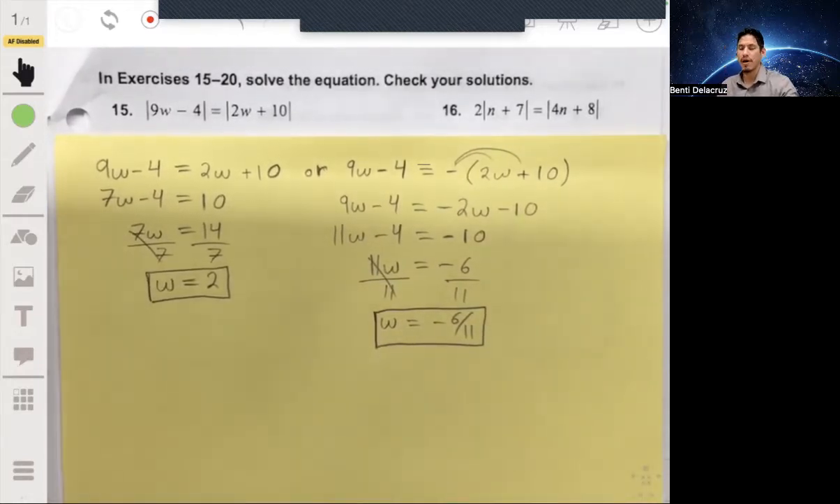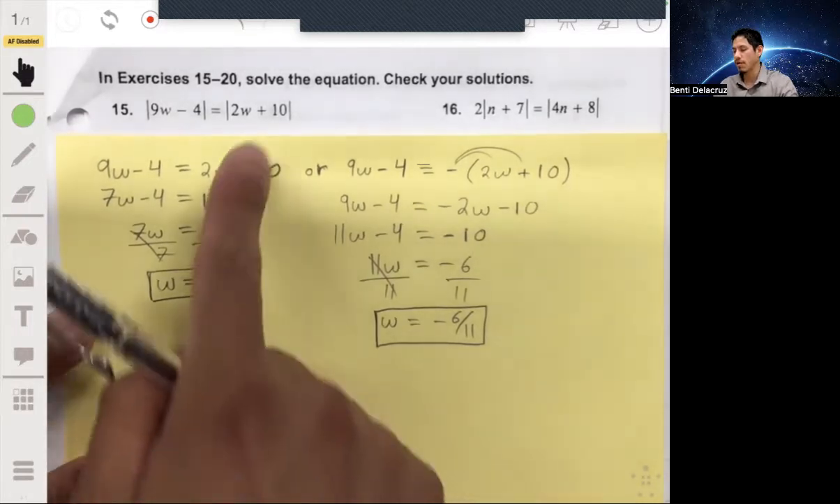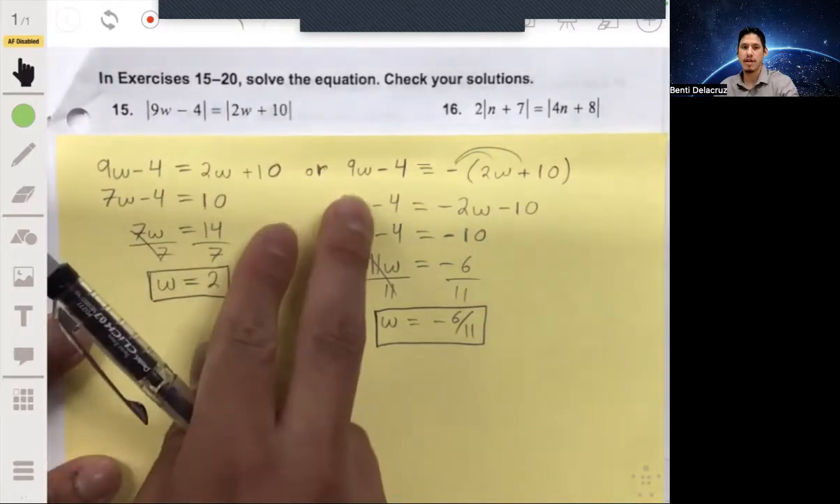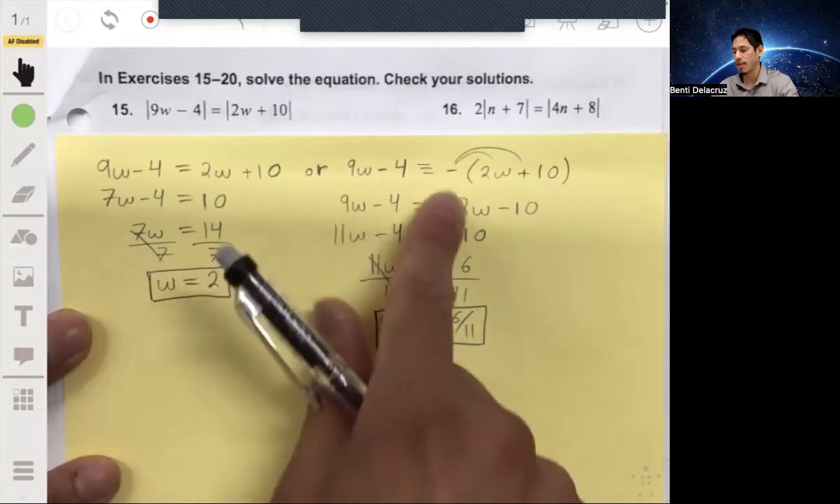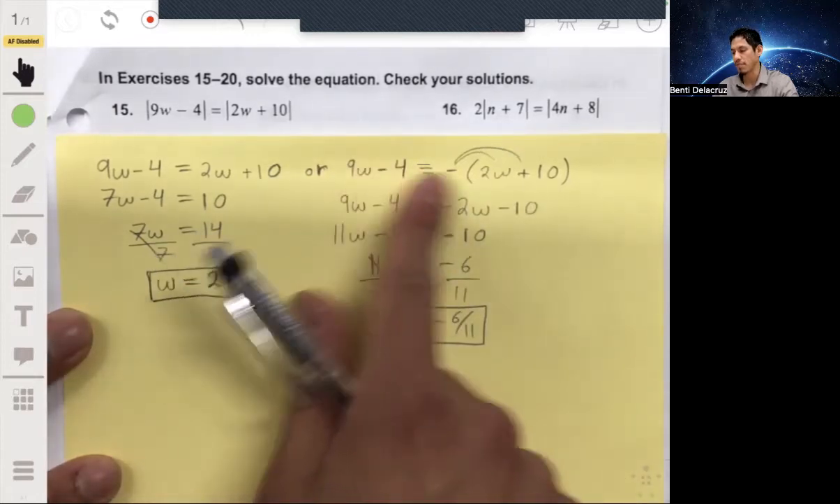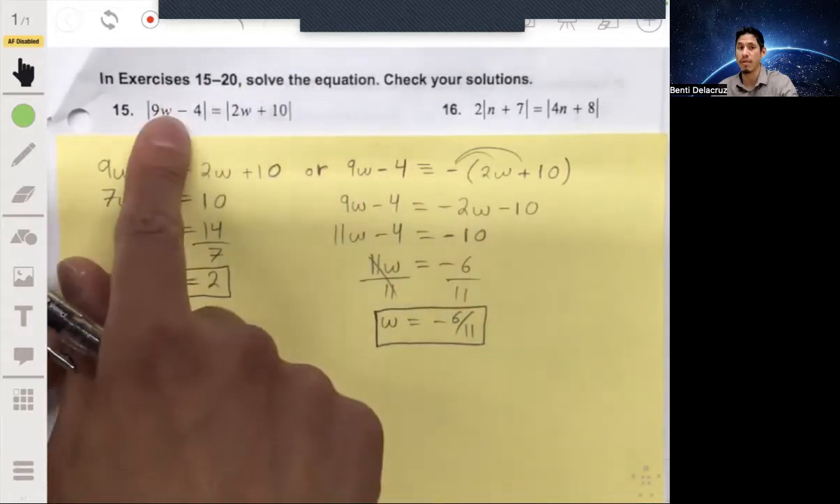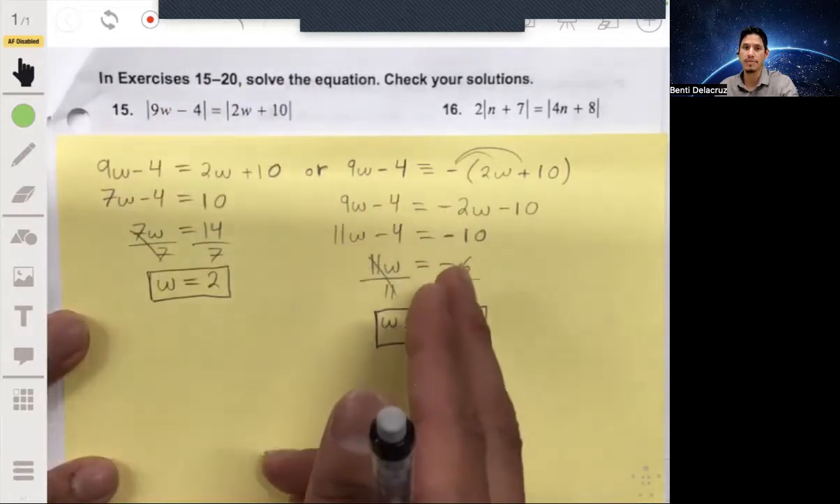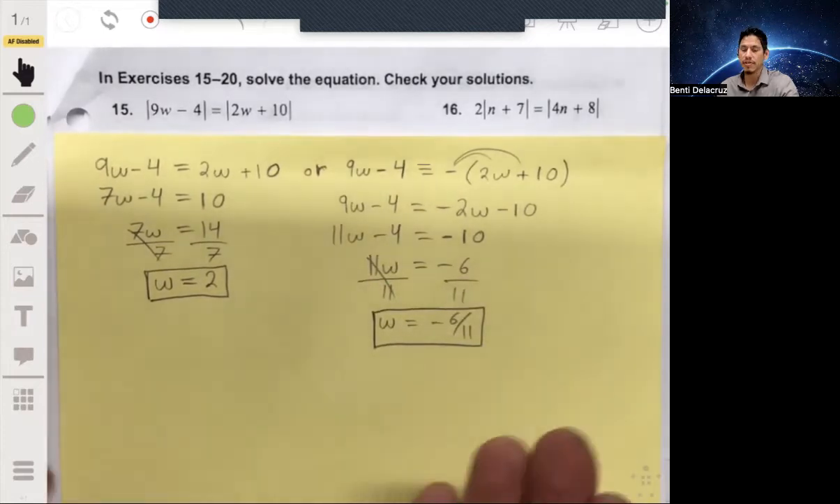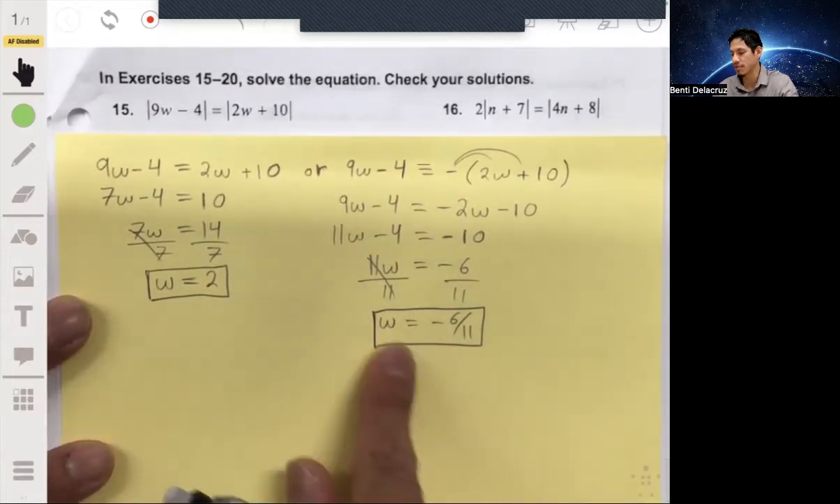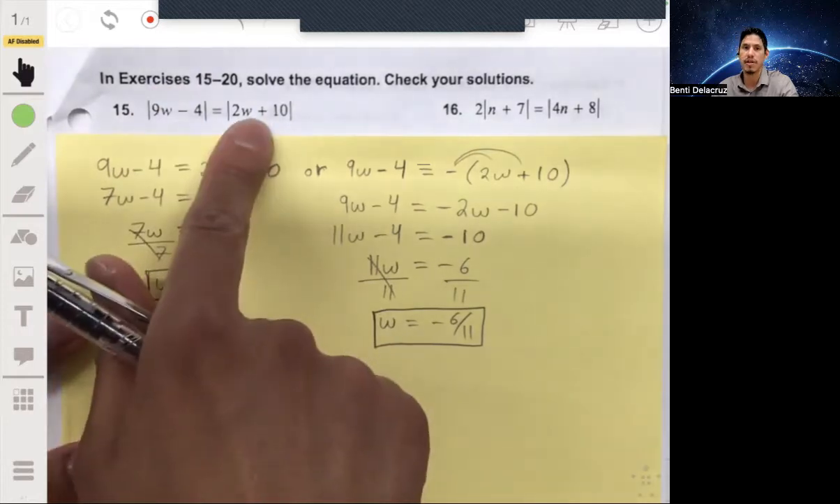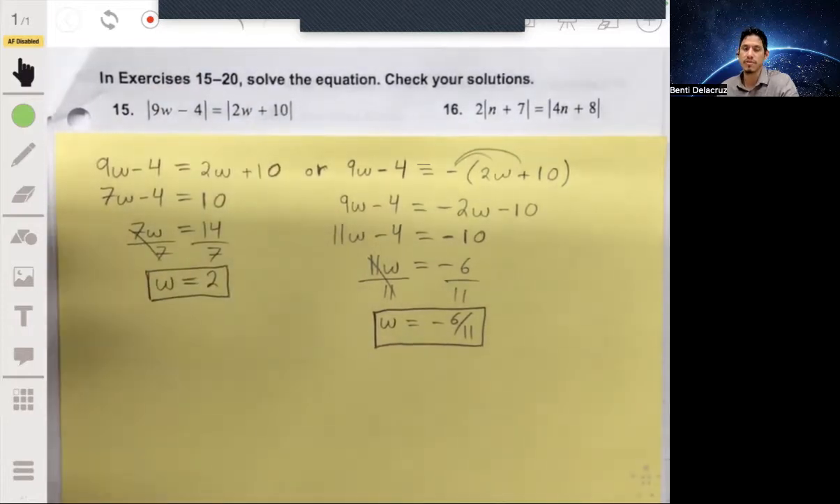Now here's the thing. When you solve absolute value equations using this technique, you're technically creating a new equation because you're making this equation up. This isn't exactly what the original equation was. It's similar, but remember that's a method. So sometimes you can get solutions that actually won't work in the original equation. These are called extraneous solutions.